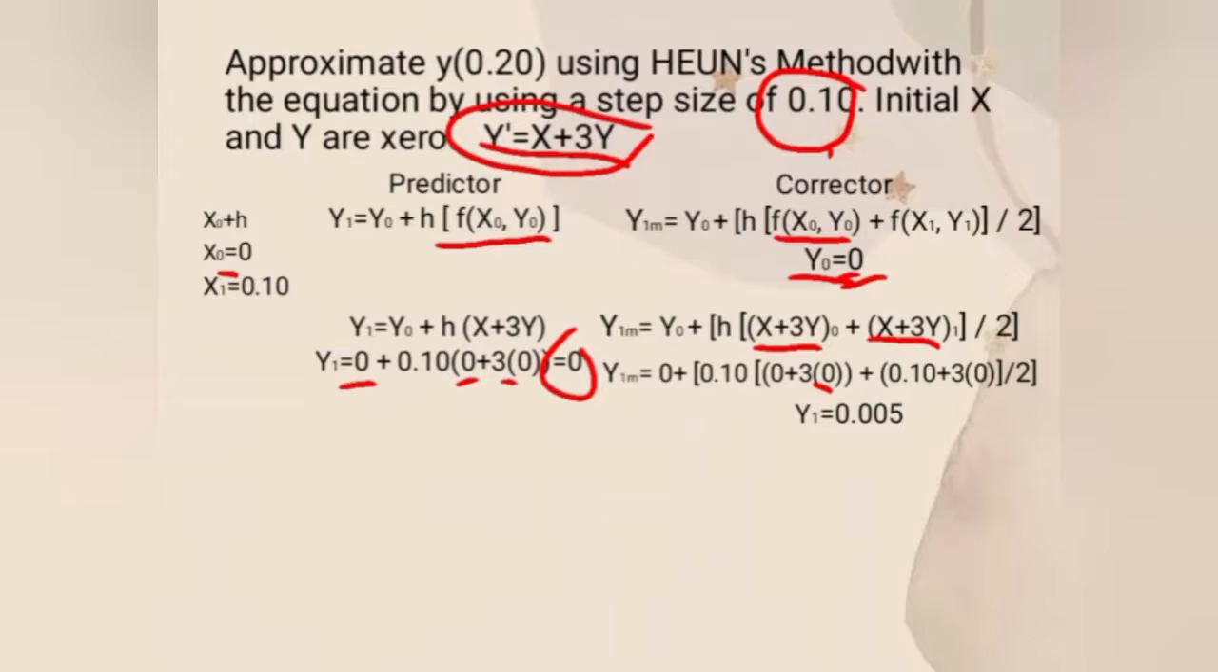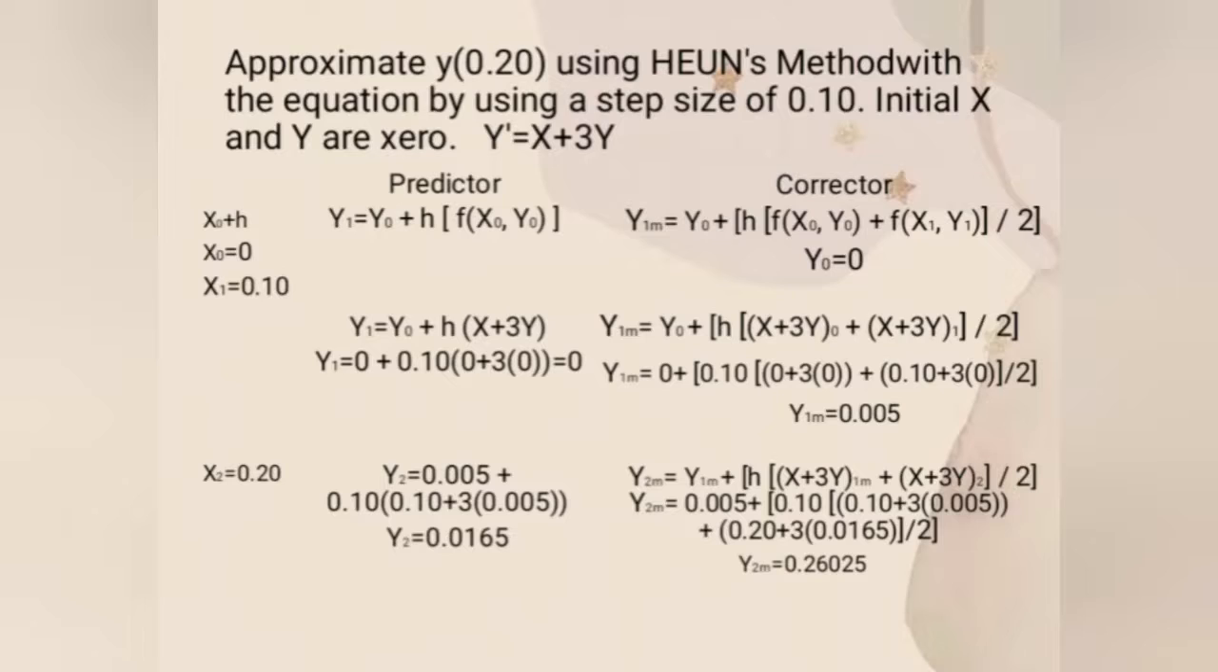Plus, from the x and y sub 1. So we have the value of x sub 1, which is 0.10. So we input it here, plus 3 times y sub 1. So what is our y sub 1? It is 0 here, over 2. The answer, y sub 1m, is equal to 0.005. Moving on, again, same process, repeat.